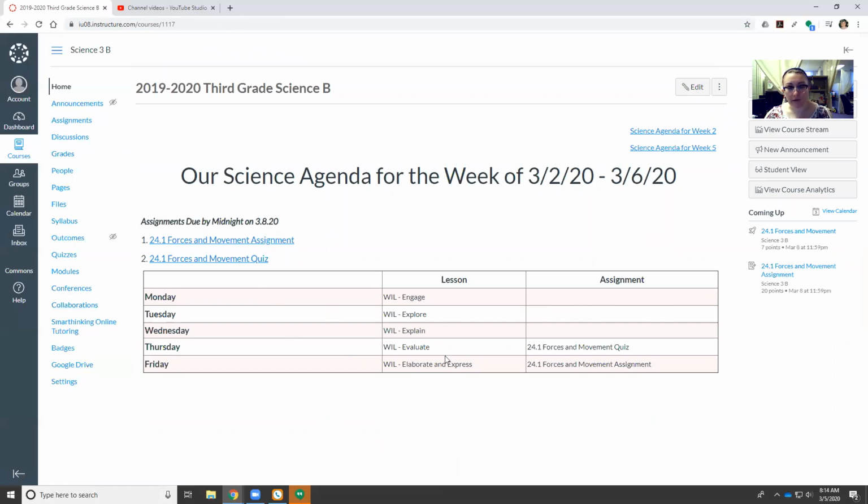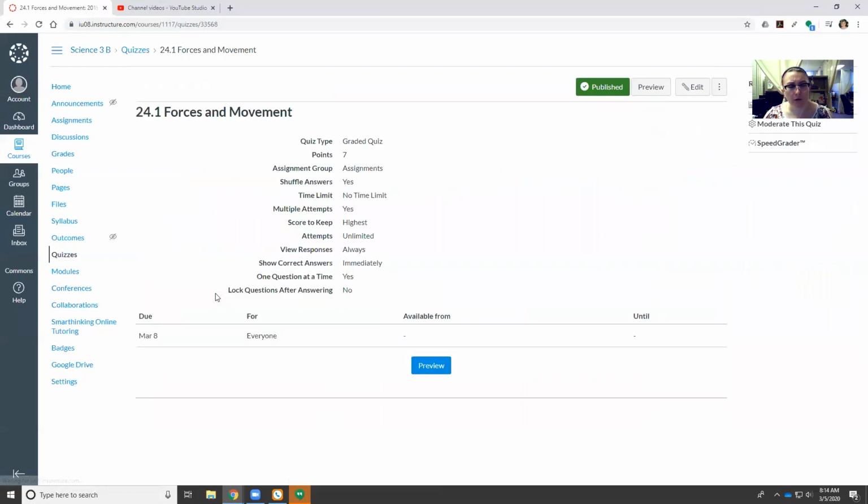Today you're going to evaluate, and this evaluate piece is actually a quiz. So this is it linked here, 24.1 Forces in Motion quiz, movement quiz. This, as you can see, attempts are unlimited. So you're not going to get a bad grade on this. I just want you to practice until you have the terms memorized so that I know that you understand what is happening. So you can take it as many times as you need to until you feel confident.